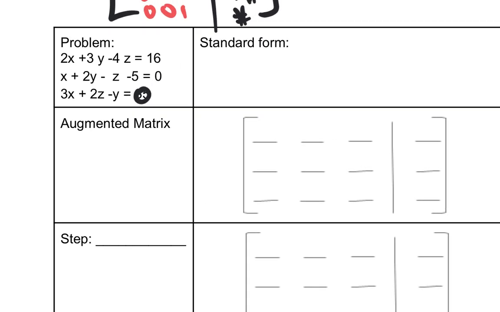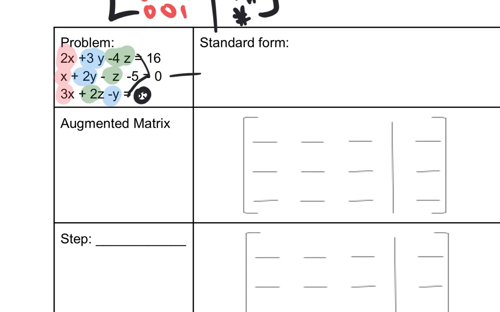So this is the problem I'm going to work with. I had a typo. This is supposed to be a 0. And I'm going to check for standard form. So I have x, x, x, y, y. Oop, my y is on this side, so I need to fix that one. And then I need z, z. Again, that z is on the wrong side. And then I need to have the equal sign. It looks like that number's on the wrong side of the equal sign, so I need to fix it.